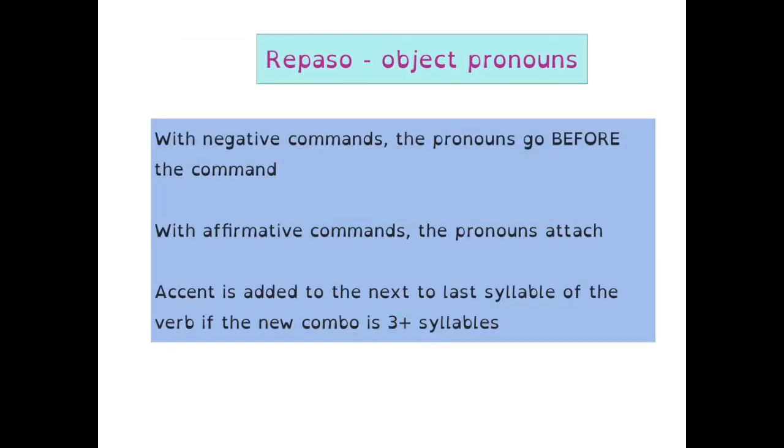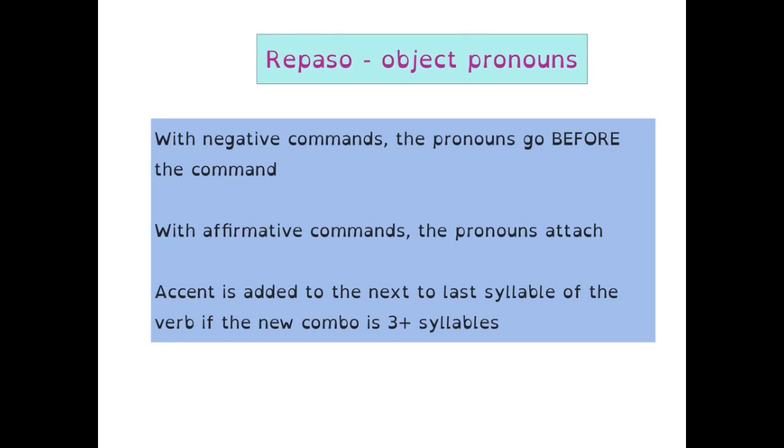Just a review of what we do with object pronouns with commands. Now remember, object pronouns can include things like reflexive pronouns, direct object pronouns, indirect object pronouns. Those are all types of object pronouns. So remember that Spanish is very particular with these. With negative commands, the pronouns go before the command. It just has to work that way.